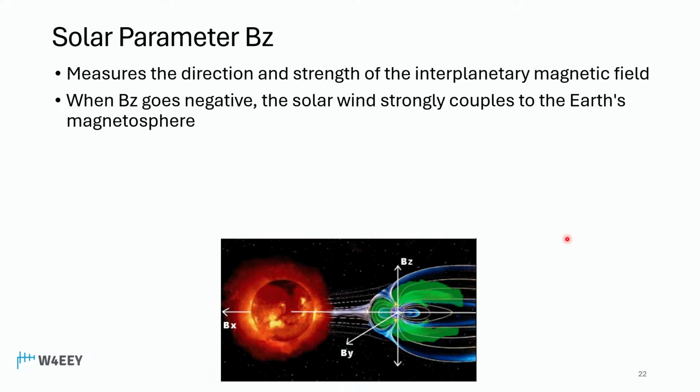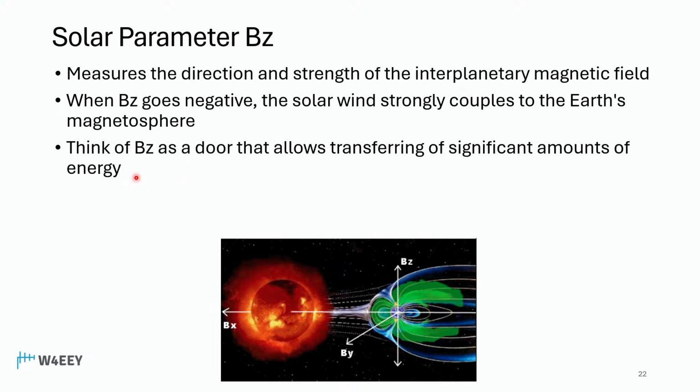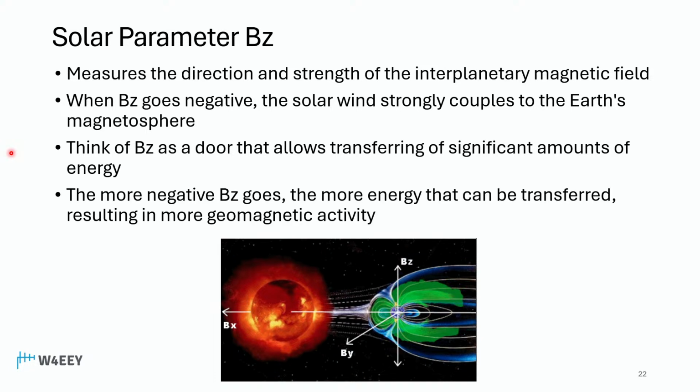And here, remember our magnets and iron filings? Well, the solar wind is like the iron filings, and the Earth is like the magnet. When Bz, the value of that parameter, goes negative, the solar wind strongly couples to the Earth's magnetosphere. That has a definite effect on propagation. You can think of Bz as a door that allows transferring of significant amounts of energy from the sun into our system here. And the more negative it goes, the more energy that can be transferred.